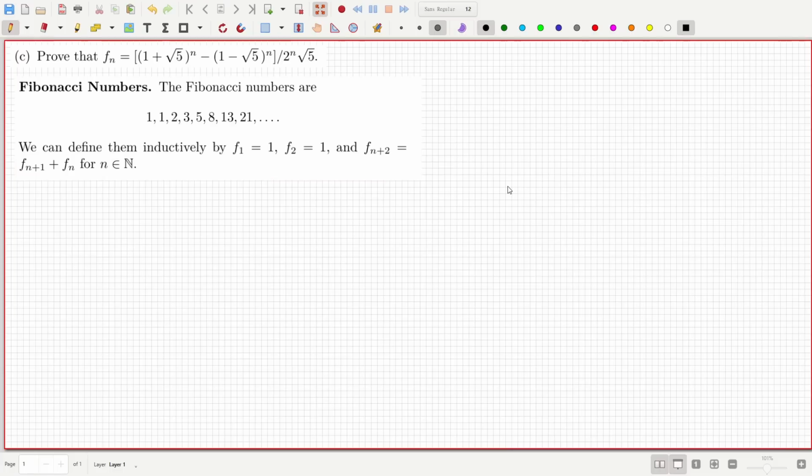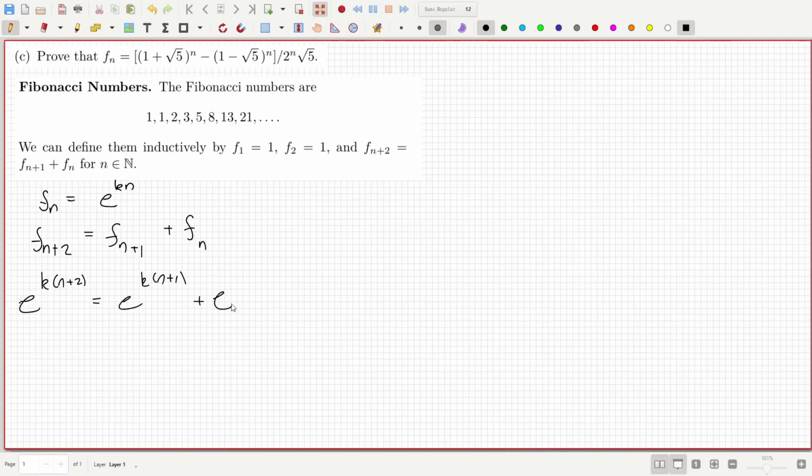Okay, so let's see. We'll start off with a substitution. We'll say Fn is some exponential power Kn, and our equation is Fn plus 2 equals Fn plus 1 plus Fn. So that would be e^(kn+2) equals e^(kn+1) plus e^(kn).